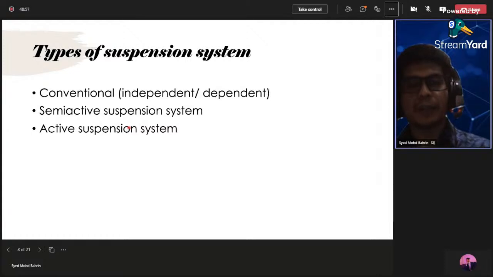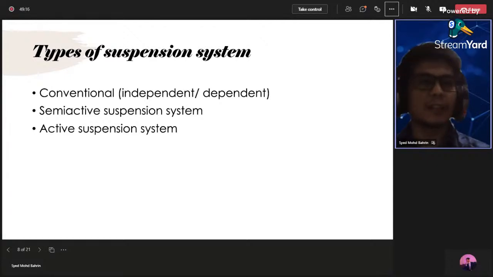The last one is the active suspension system. The difference is that we remove the conventional spring and damper completely, and then we replace them with a single actuator. It can be in any form, like I said: a hydraulic servo mechanism, pneumatic, or a combination of hydraulic and pneumatic. As long as we remove the spring and damper, then it becomes an active suspension system.